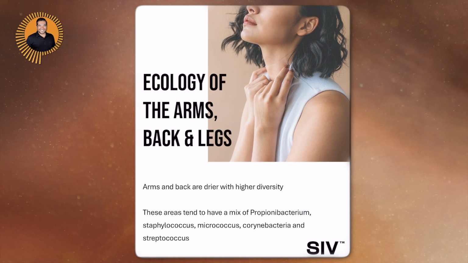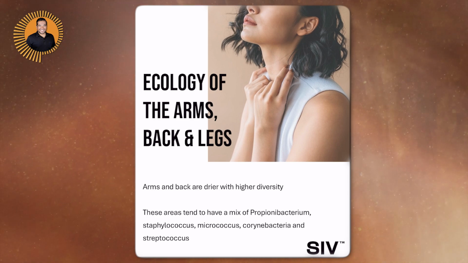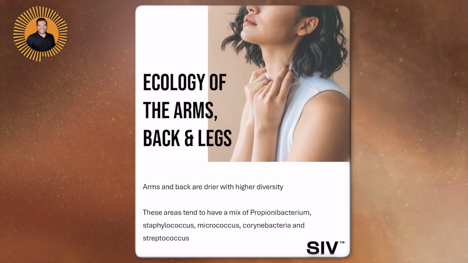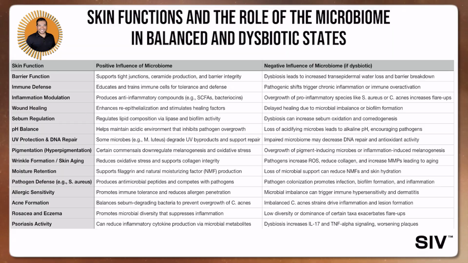So on the face, we don't want diversity. We want a lot of very supportive Propionibacterium. And on the rest of the body, on the dry parts of the body, you do want diversity, because the diversity provides resilience. Now, I want to give you an overview of skin functions and the role of the microbiome in both a balanced and dysbiotic state, so you can start to understand some of the areas that the skin microbiome actually impacts.